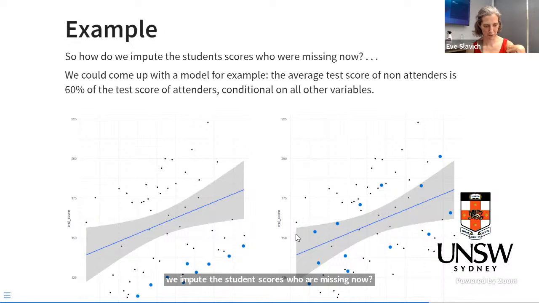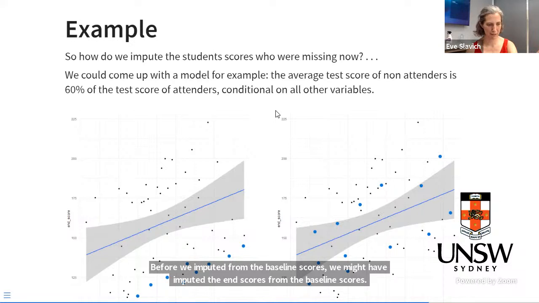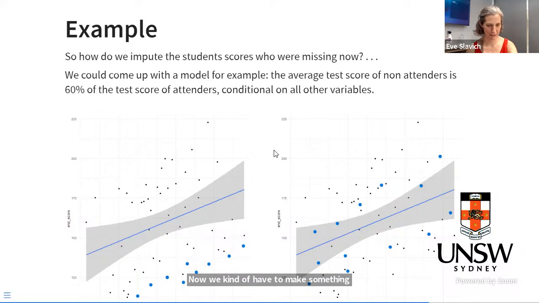So before, and sorry, the x-axis label is truncated. Before, we imputed the end scores from the baseline scores. Now we kind of have to make something up. So we could come up with a model, for example, where the test score of the non-attenders is on average 60% of the test score of attenders, conditional on all other variables.